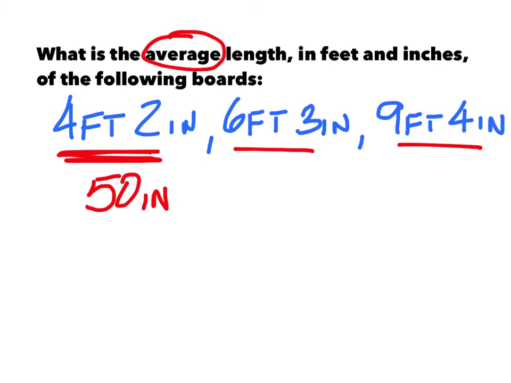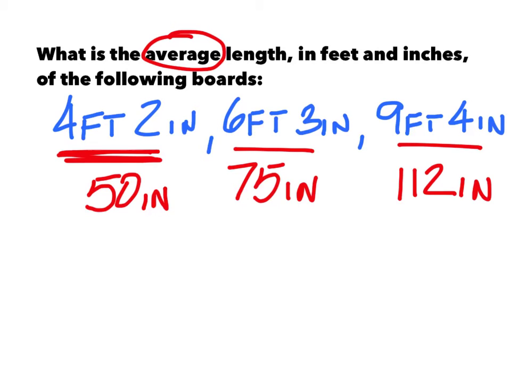Anyone can say it. 75, right. And 9 feet 4 inches, what would that be? 112, yes. Okay, since we're finding the average, what must we do to these three numbers we've just found? Add them together. So when I add 50, 75, and 112, what do I get? 237.